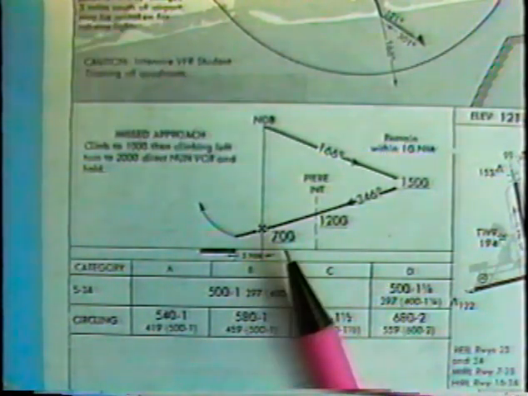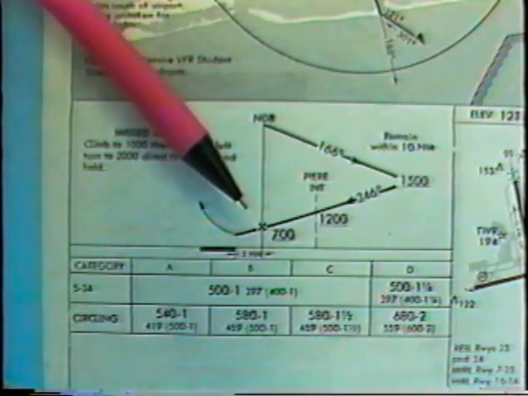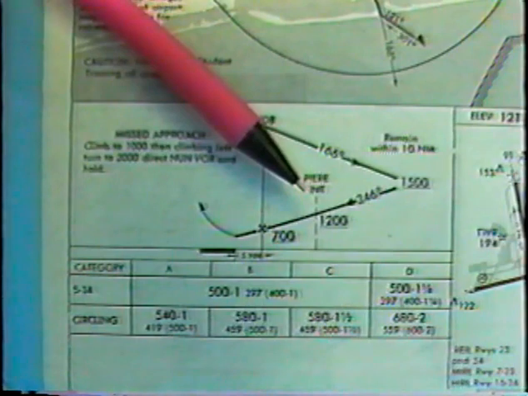The final approach fix, FAF, is the Pickens NDB and is identified by the Maltese cross on the profile view. It marks the beginning of the final letdown to the airport. When not in radar contact, the final approach fix inbound must be reported to ATC. On this approach, the final approach fix is the NDB, and the intermediate fix is located at Pierre intersection.